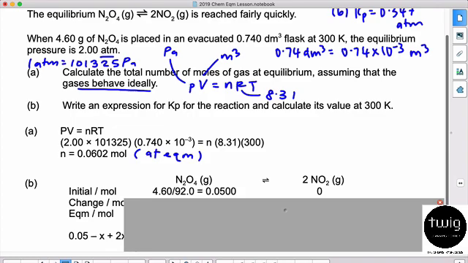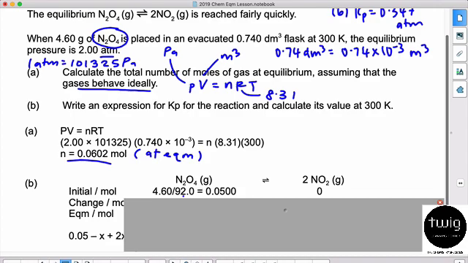So please find out the number of moles of N2O4: mass divided by Mr. This is the Mr of N2O4, it's 92. This is the starting number of moles of N2O4. Complete your ICE table. The value here is the total moles at equilibrium, which includes both gases.